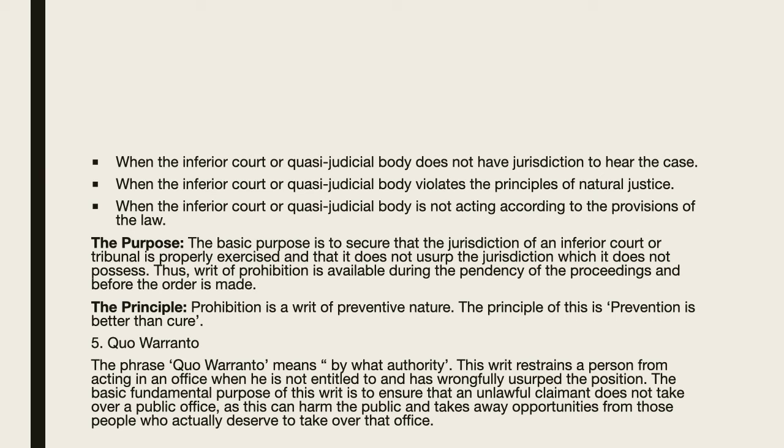Now, quo warranto. This is the fifth writ, which means by what authority. In this, the writ restrains a person from acting in an office when he is not entitled to it and has wrongfully usurped the position. The basic fundamental purpose of this writ is to ensure that an unlawful claimant does not take over a public office, as this can harm the public and takes away opportunities from those people who actually deserve to take over that office.